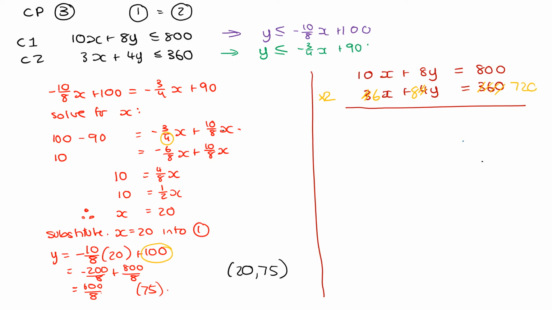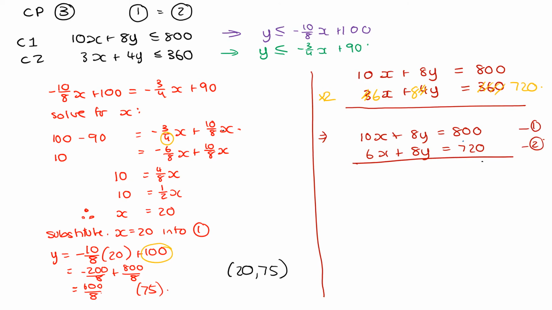which is 720. Then we can take the first equation minus the second equation. I'm just going to rewrite it so you can see what's happening. We have 10x plus 8y is equal to 800, and now we have 6x plus 8y is equal to 720. Now we say 1 minus 2, so this becomes a minus, this becomes a minus, and that becomes a minus. Then we read down, and 10x minus 6x gives us 4x.